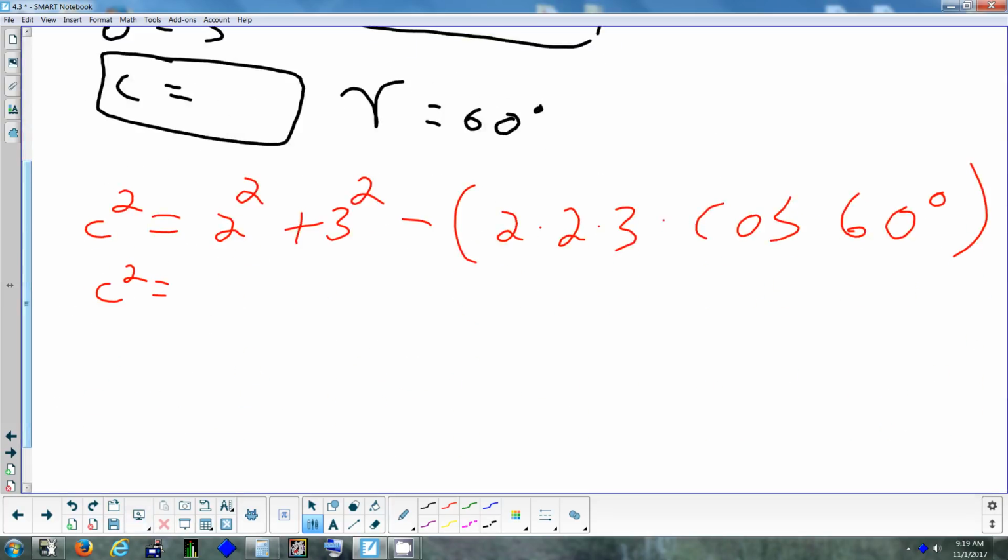Eric, what's 2 squared? 4. And 3 squared? 9. Minus, Paige, what's 2 times 2? 4. And times 3? 12. Yeah. 12 cosine 60. So I did a little bit of simplifying, but you still want to finish what's in the parentheses first. Okay, so let's do 12 times the cosine of 60.